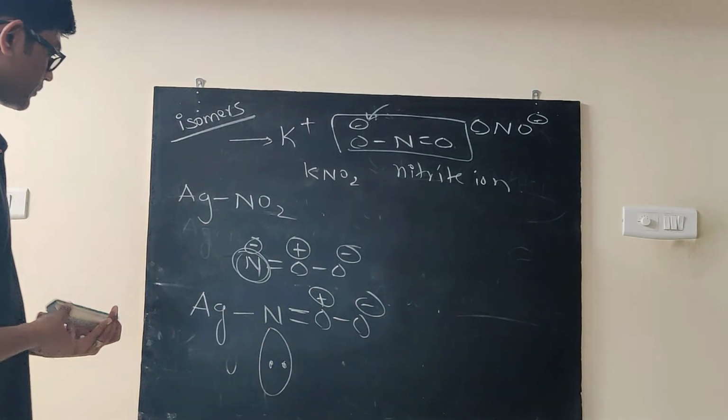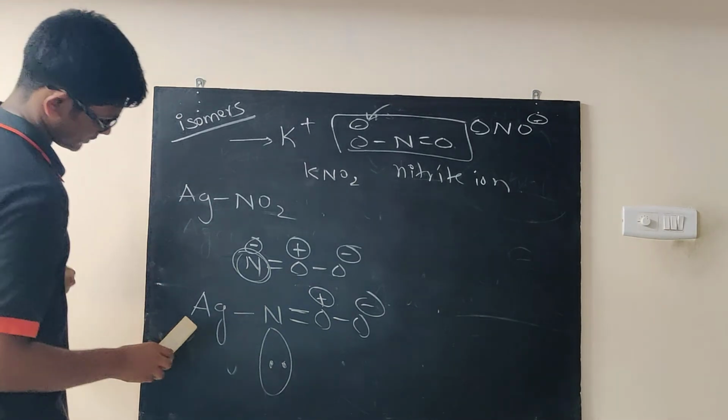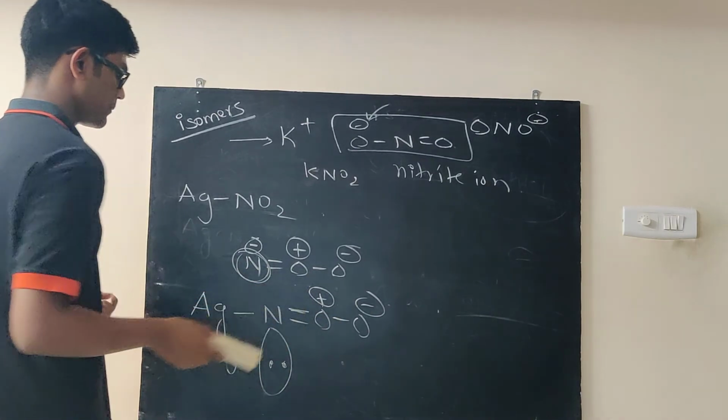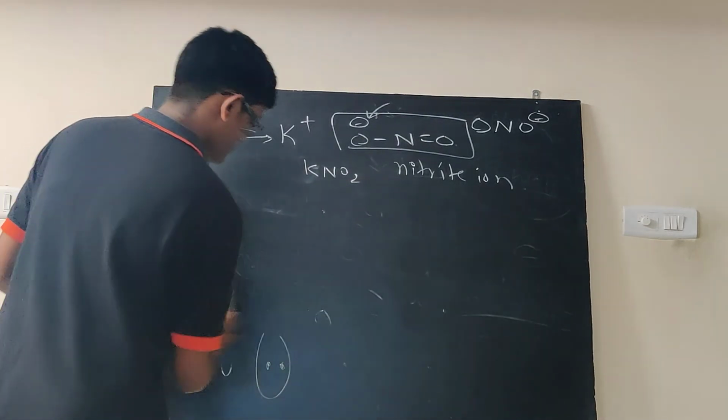So you might want to brush up on the structures. If I've made a mistake in the structure, please let me know. But as far as I can see, this seems about decent. So that's the second case. This is also an example of an ambident nucleophile.